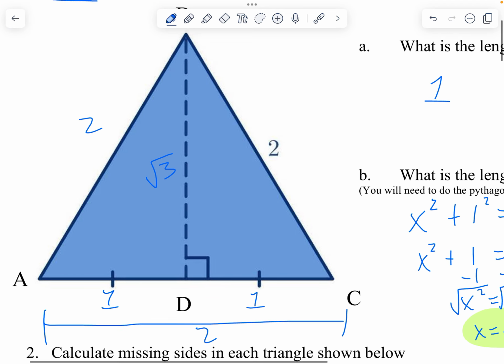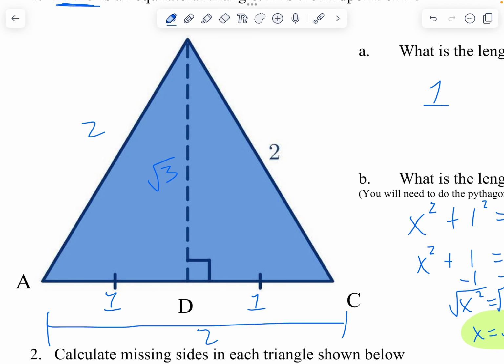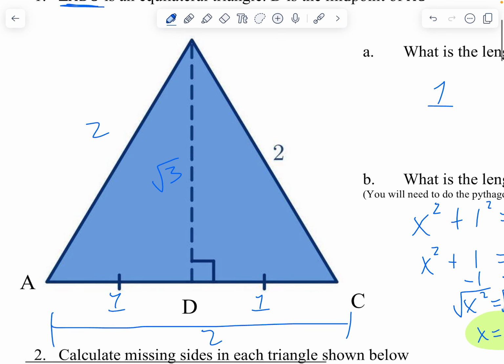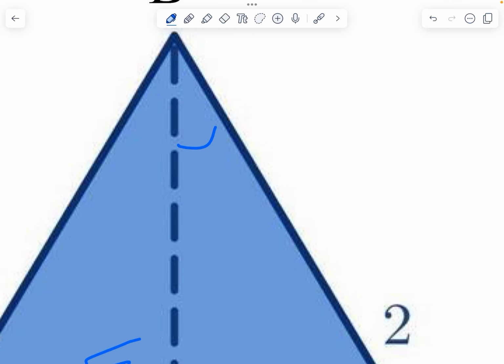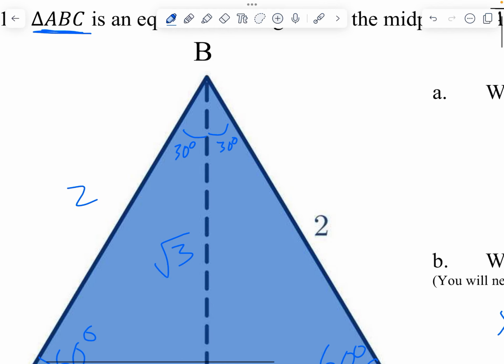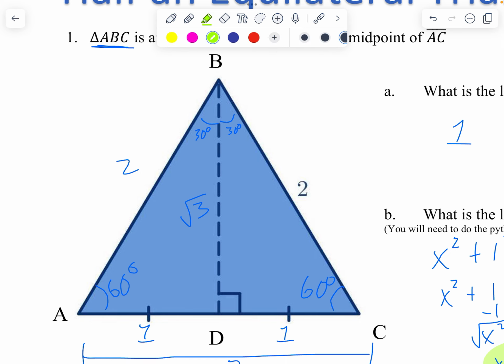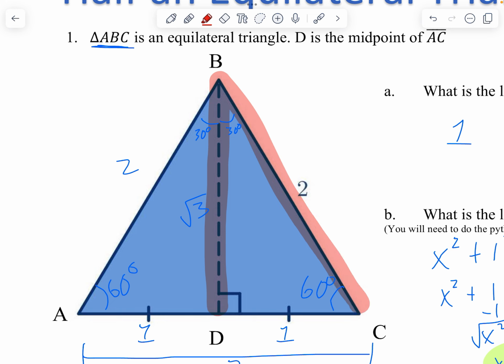Okay, and the other thing that I want to talk about real quick are the angles. We know that in an equilateral triangle, every angle is 60 degrees. But up at the top, we're splitting that in half. So this is 30 degrees and 30 degrees. So if we look at this triangle that we just made, okay, its angles are 90 degrees, 60 degrees, and 30 degrees, okay?